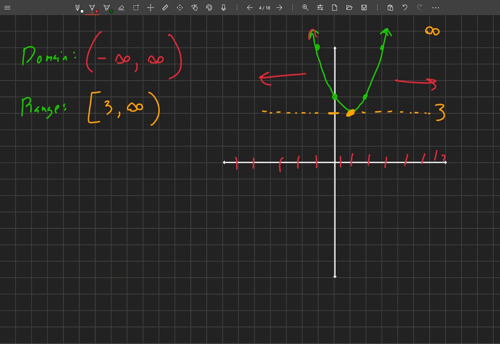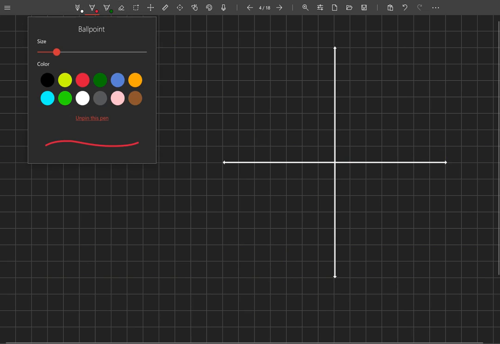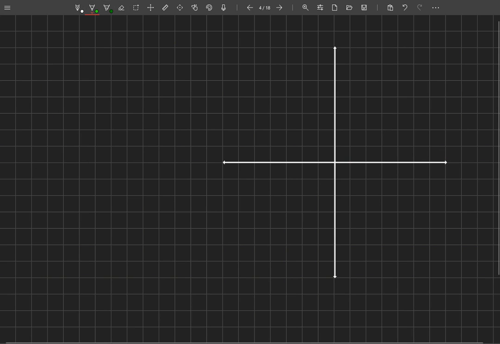Okay, let's try one more. Tell you what, let's do the multiple things here. I'm going to actually graph this. And as a bonus, why don't you see if you can write the equation for this thing?